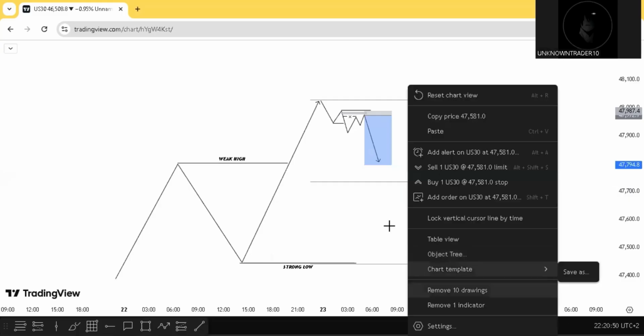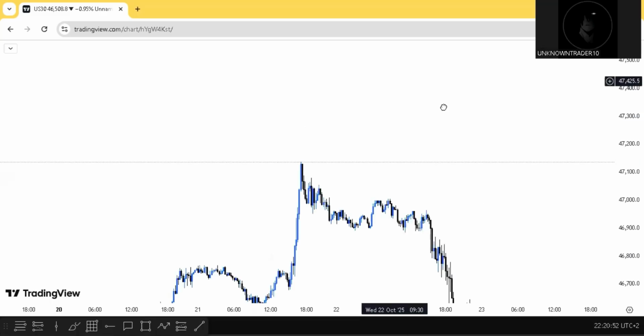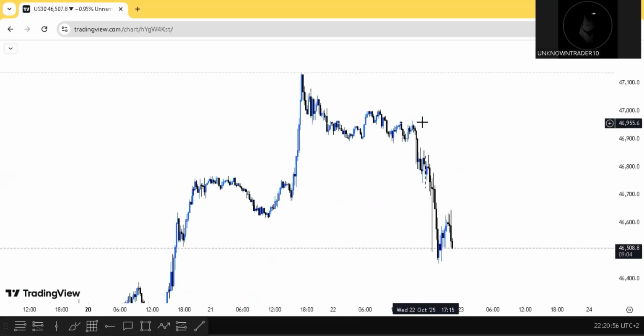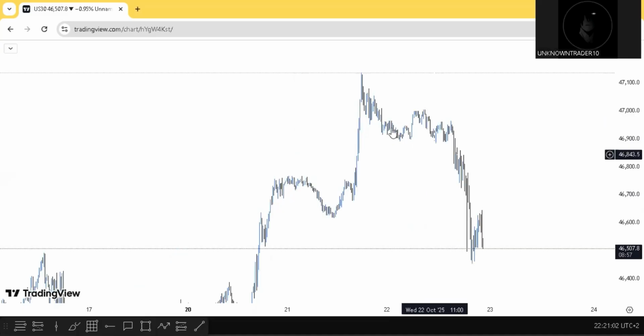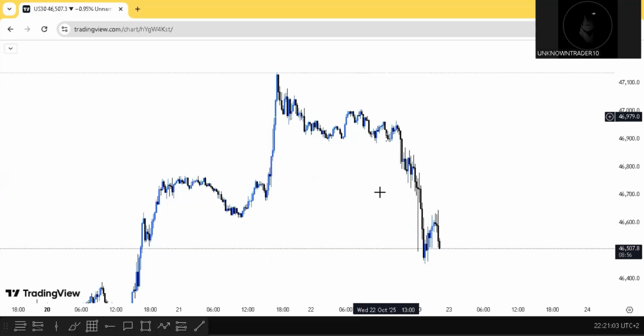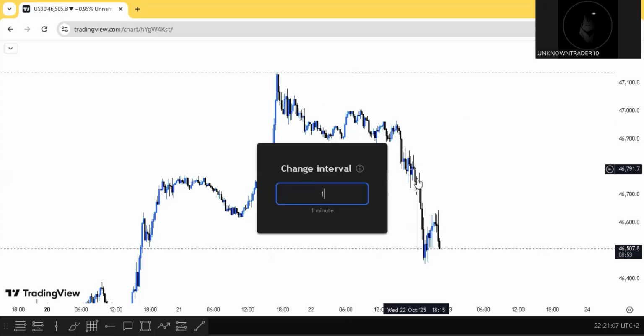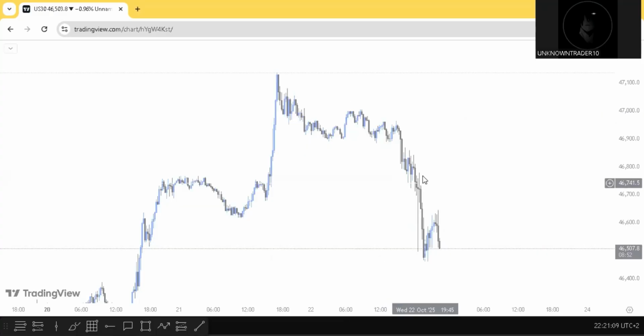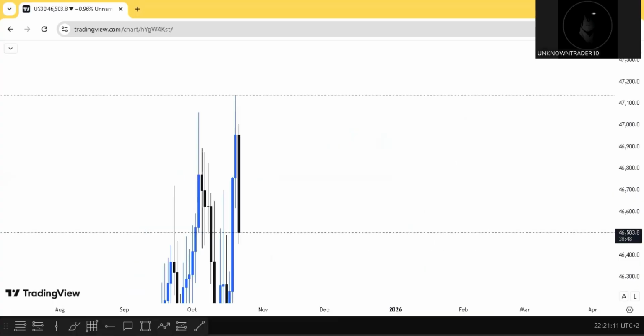So I'm just gonna delete everything, then go to the chart. So I'm just gonna give you one example of the trade that I took today. We can even do this over here. Then after that, I'll show you what we can potentially expect from USDT.